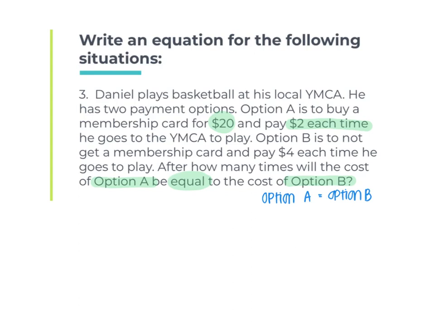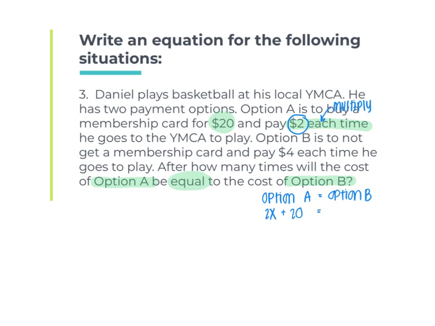So we have $20 just for the card and $2 each time he goes. So we know that this word each means multiplication. So each means that we're multiplying by our variable because we don't know how many times he's going. And we know that it's 2 each time. So that means it's 2 times x. And then if he has an additional payment here of just the card and it's a one-time fee, we're going to add 20. And that is our option A.